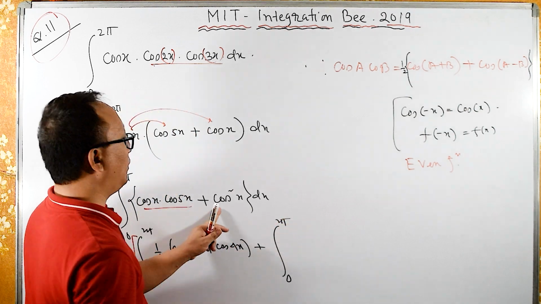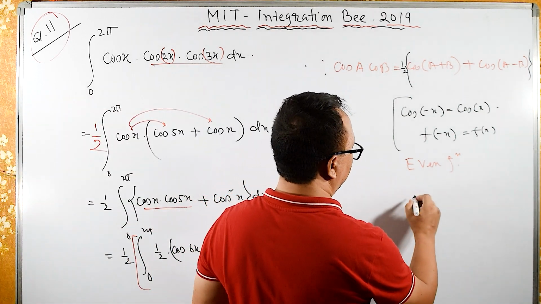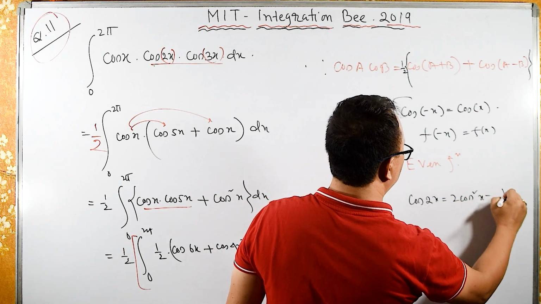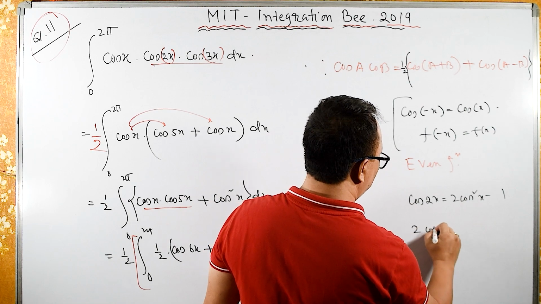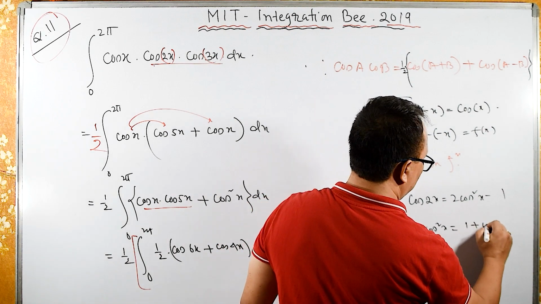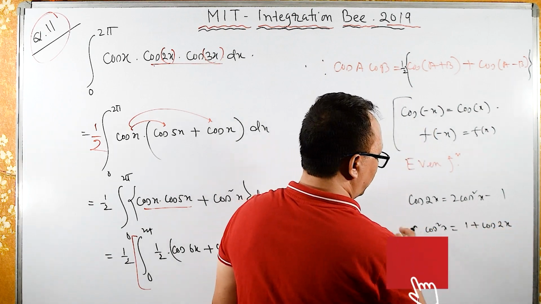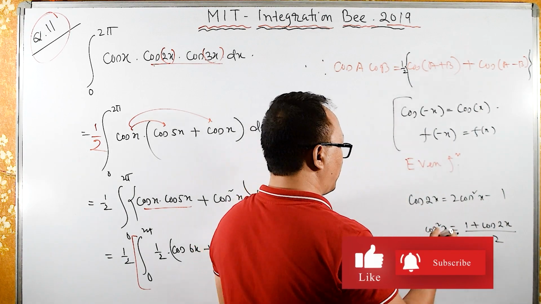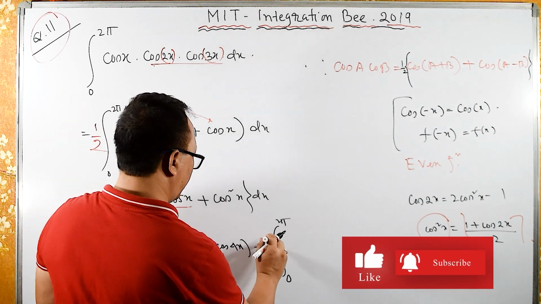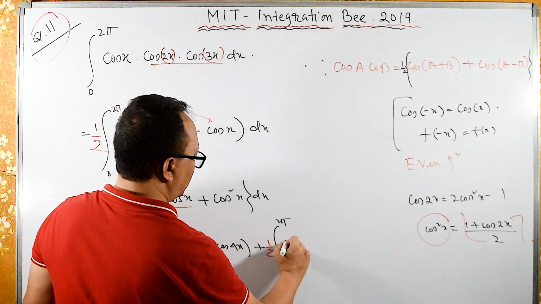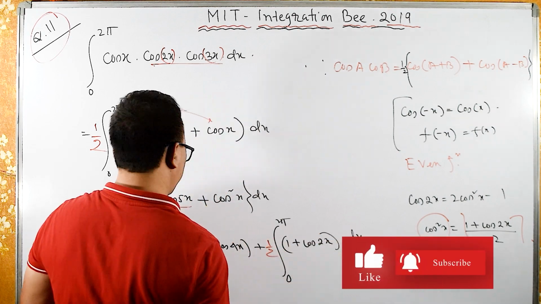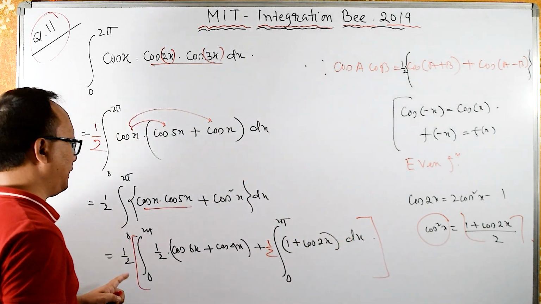and then plus integral 0 to 2 pi. What is cos square? Remember, we have cos of 2x equals 2 cos square x minus 1. Therefore 2 cos square x is the same as 1 plus cos of 2x. Therefore, these two I can send down. Instead of cos square x, I can write half into 1 plus cos of 2x into dx. Whole half is there.